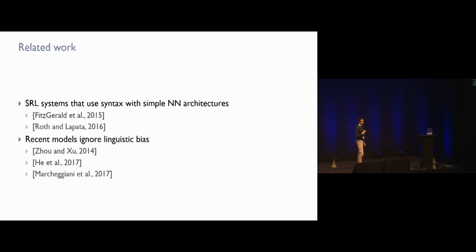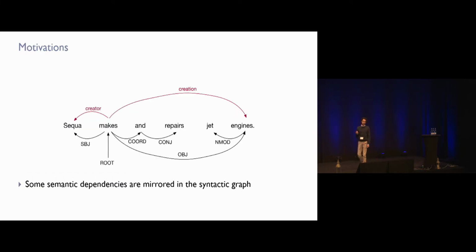There are two main lines of work in semantic role labeling nowadays. One is systems that use syntax, but they're kind of simplistic, like FitzGerald et al., who use only a multilayer perceptron, or Roth and Lapata, who encode syntactic dependency paths with an LSTM. Recent models, though, completely ignore the linguistic structure, so they don't take into consideration any kind of syntax. But everybody knows that in semantic role labeling, syntax is important.